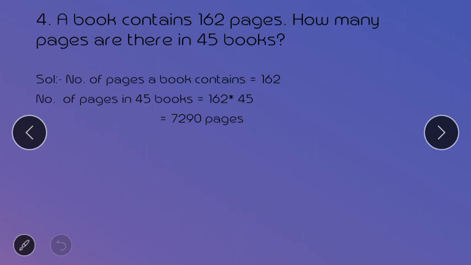A book contains 162 pages. In a book like your maths book, just assume that there are 162 pages. How many pages are there in 45 books? In one book 162 pages, then 45 books, how many pages? Here is the question mark. What you have to do? Here is cross, so it is 162 multiply 45 and you will get the answer 7290 pages, and write the steps carefully.